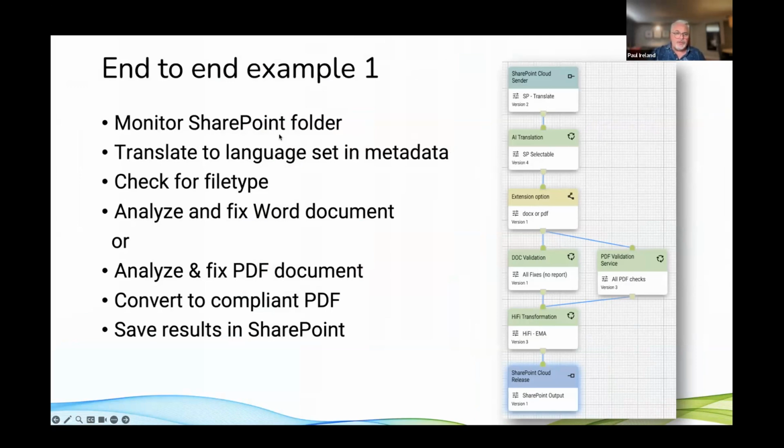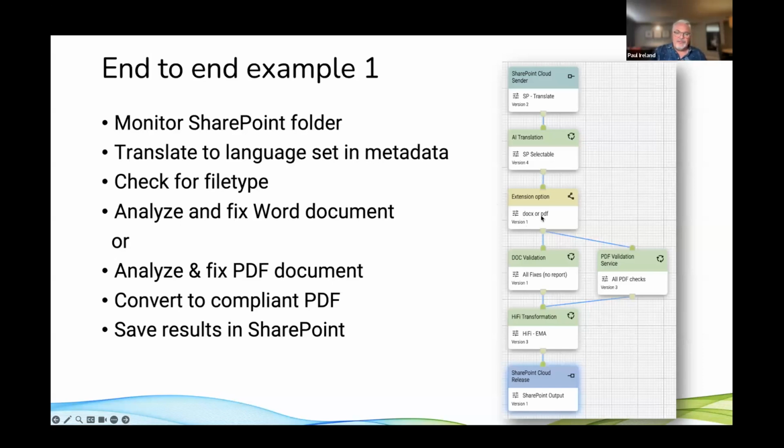In this case, I've got a workflow that's monitoring a SharePoint folder. It's then translating to a language that's set in the metadata of my repository. So the metadata may say to translate to French, so it will translate to French. On another document, it may say translate to German. Another one, it may say Spanish and Japanese, for example. So it can differ one by one. So it translates to another language.